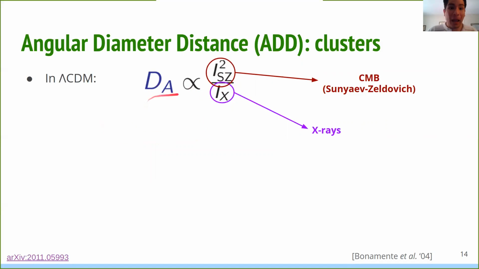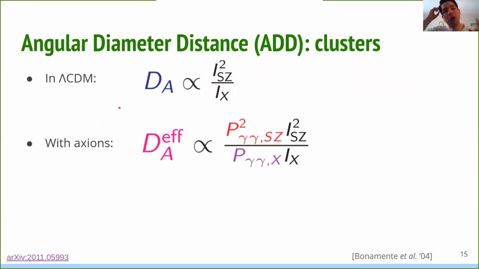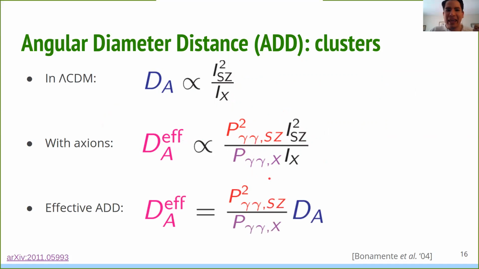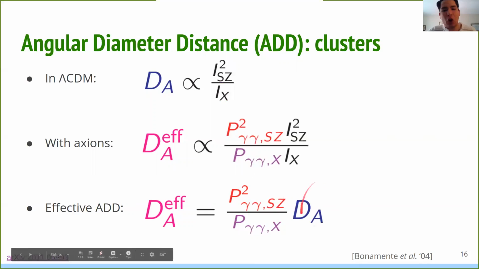You calculate the angular diameter distance to the galaxy cluster in the standard lambda CDM model. If you have axions, you need to, again, worry about some of these X-rays not making it to the observer. So you need to multiply by the survival probability. And then you need to worry about some of these microwave photons from the Sunyaev-Zeldovich effect not making it to the observer. So you need to multiply by the survival probability of this. So at the end of the day, you have an effective angular diameter distance that depends on the good old angular diameter distance you would expect in lambda CDM, multiplied by a bunch of factors from survival probabilities of the photons in X-rays and microwave.